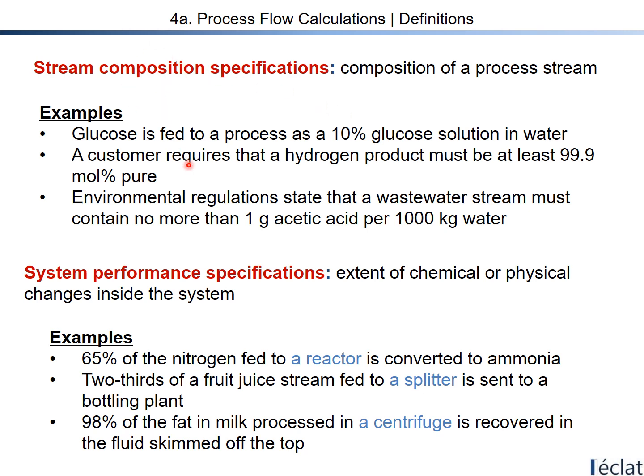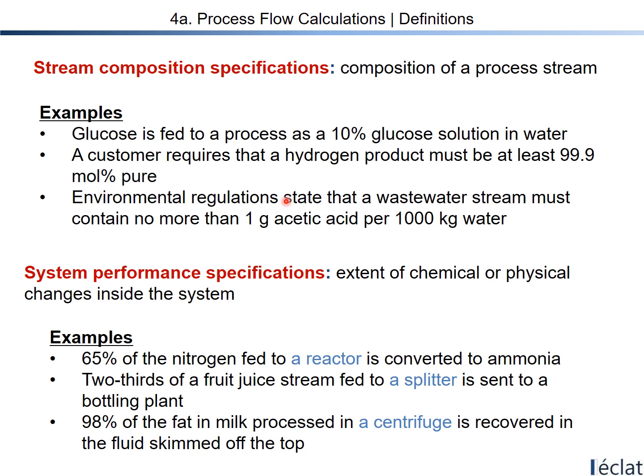Let's go to the second example. A customer requires that a hydrogen product must be at least 99.9 mole % pure. So you should produce 99.9 mole % from your separator. So this 99.9 mole % is the composition of the stream from your separator.